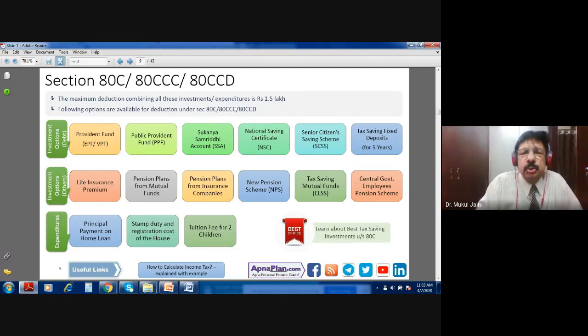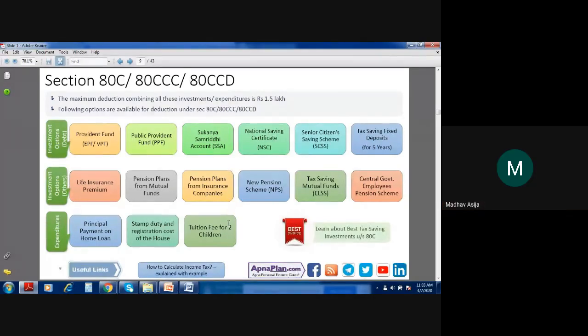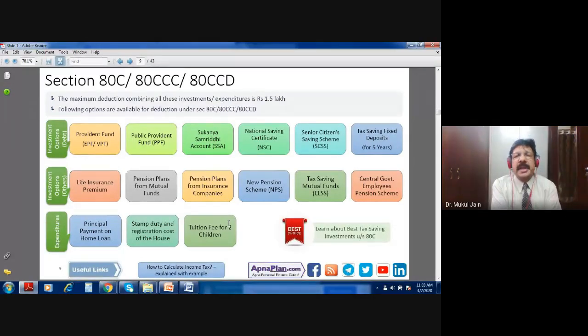Or if you have up to 2 children, you can claim their tuition fees, whether it is a school going child or a college going child. I think this is clear to all of you. These sections, I think you will remember. Yes, sir. These investment plans also you can remember. Fine.